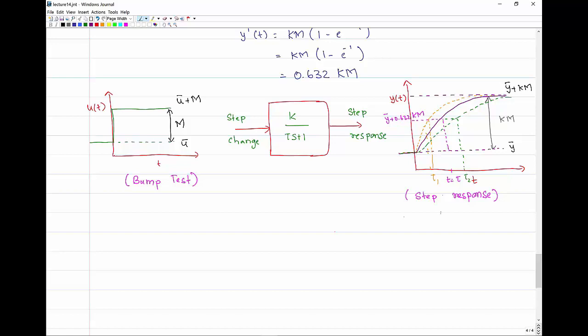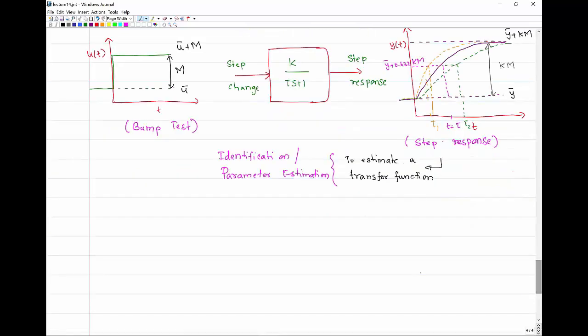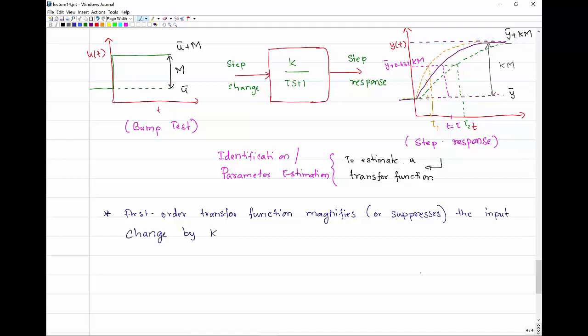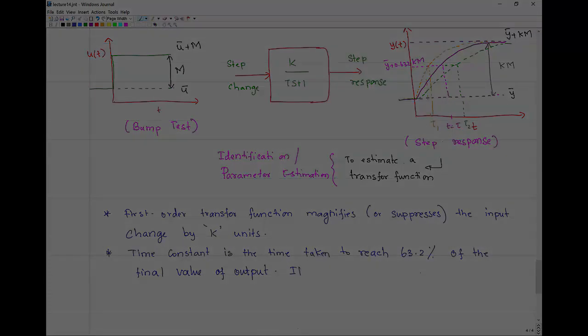In those situations, we can perform a bump test on the process, obtain the step response, and from the step response, we can back calculate the gain of the process k and the time constant of the process tau. This process of estimating the gain and the time constant is what is called identification or parameter estimation. The first order transfer function magnifies or suppresses the input change by k units, and the time constant is the time taken to reach 63.2% of the final value of output. It represents the speed of response.